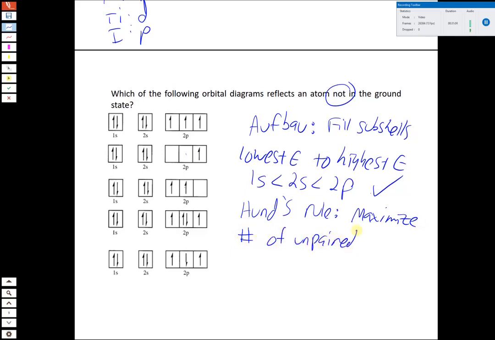So remember, an unpaired electron is one that has a certain spin, spin up or spin down, that does not have an electron with the opposite spin somewhere in that configuration. So we're looking for a maximum number of unpaired electrons.